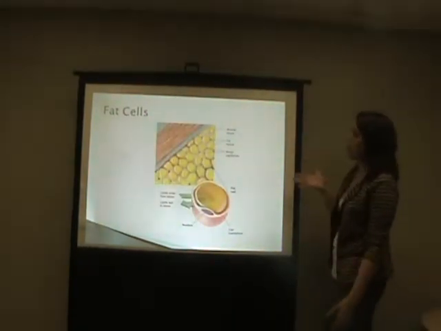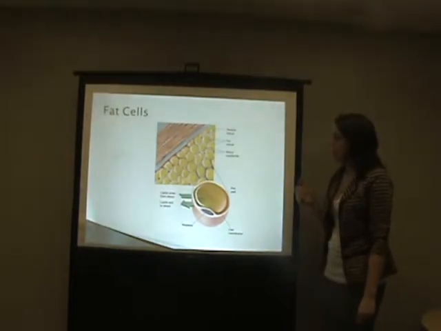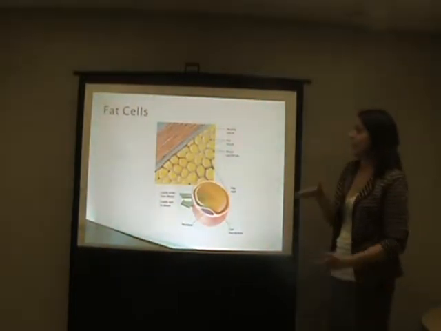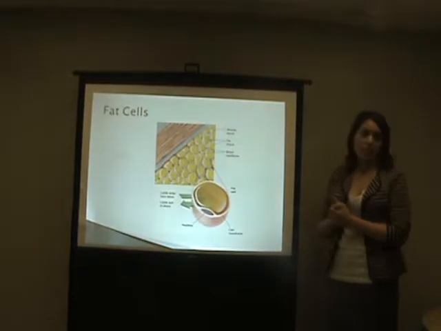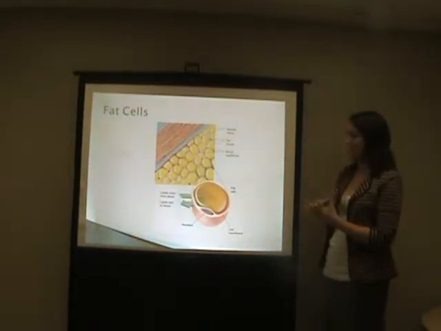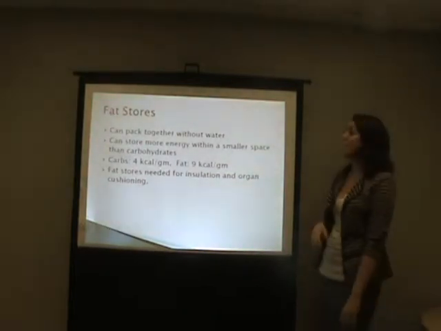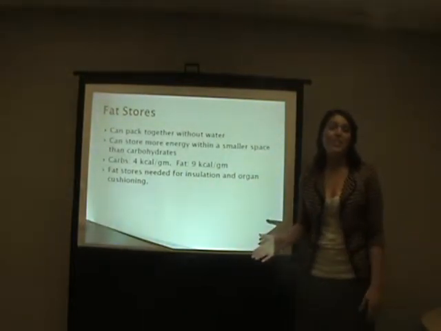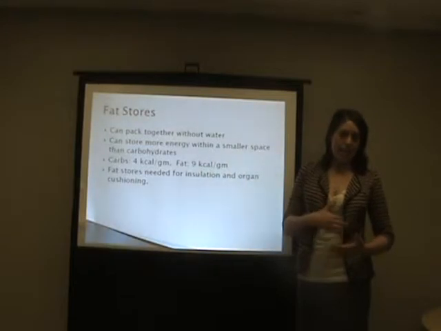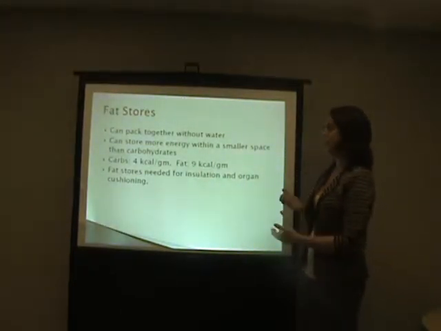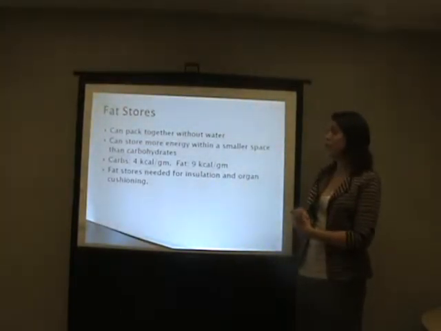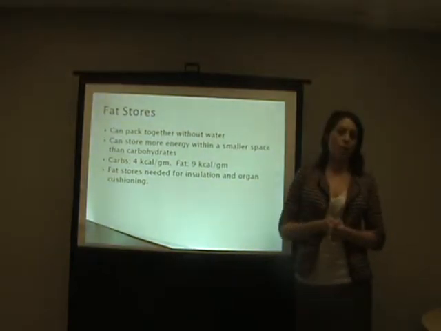So here's a picture of a fat cell. As you can see, they are outside of the muscle tissue. They're really packed in there kind of tightly, and there's blood capillaries around them. They can pack together without water. So this is how you can get a lot of fat in the external areas of your body without having all that extra water. And they can store more energy in a smaller space than carbohydrates.